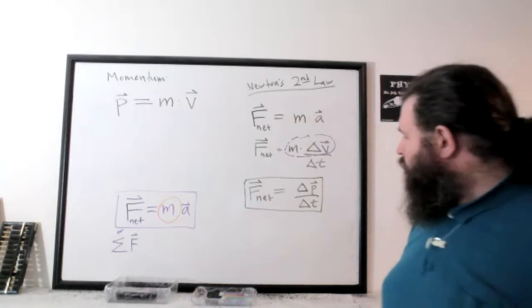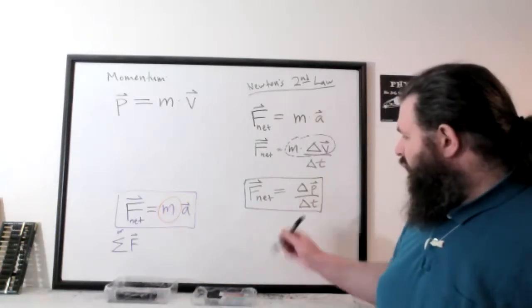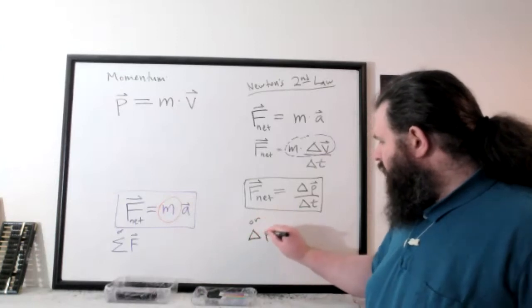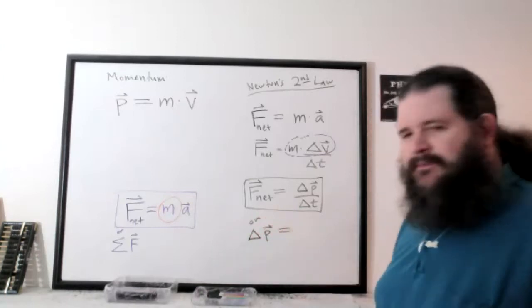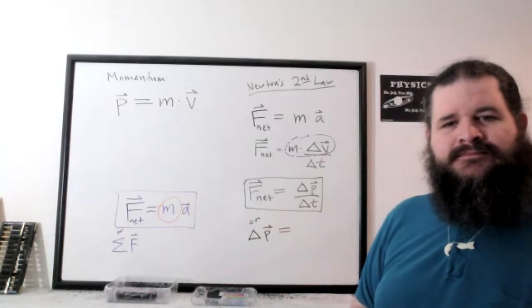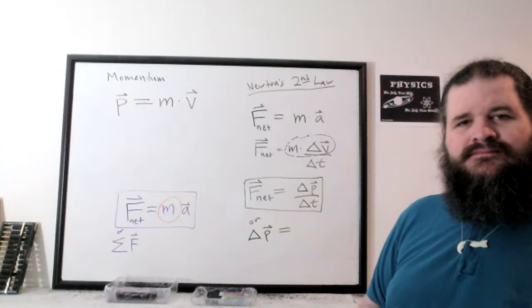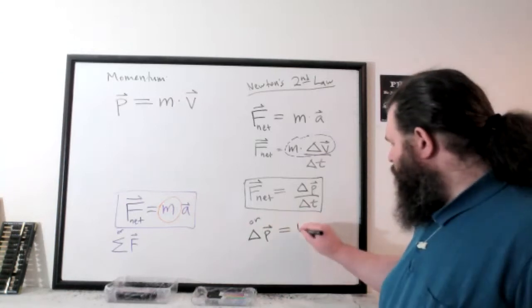Another useful thing we can do with this is solve for change in momentum. Isolate delta P here, and what do you get? Net force times change in time.